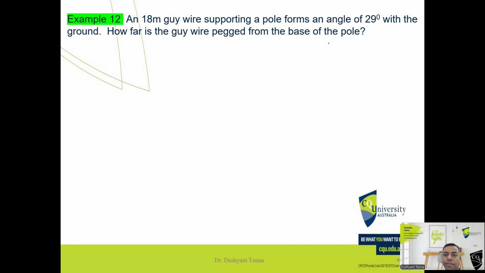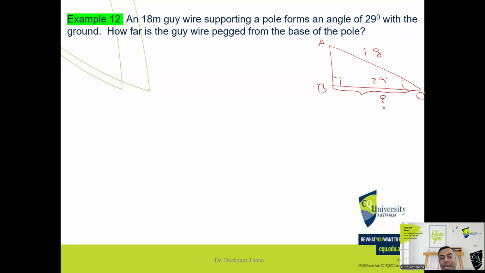There is a pole, and the wire makes 29 degrees with the ground. How far is the wire pegged from the base? So you want to find this. And 18 meters is here. Give some nice names A, B, and C, where AC is the wire, right? You want to find out BC. Ask yourself, what do you know?